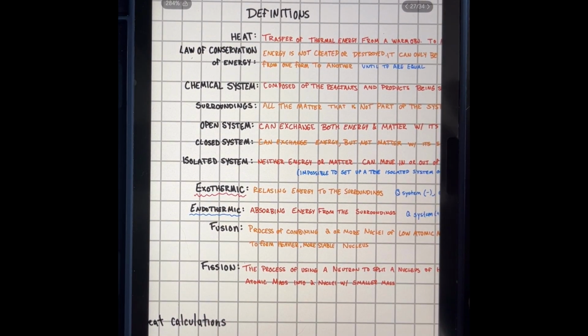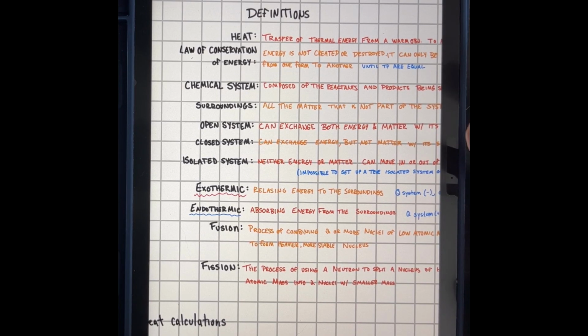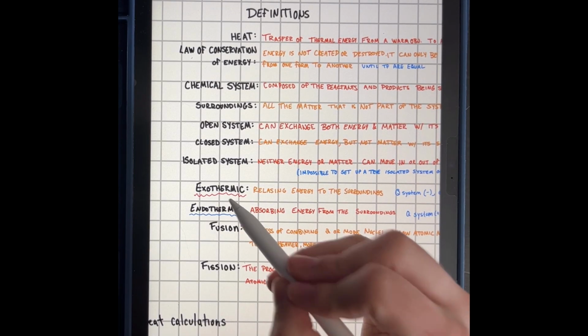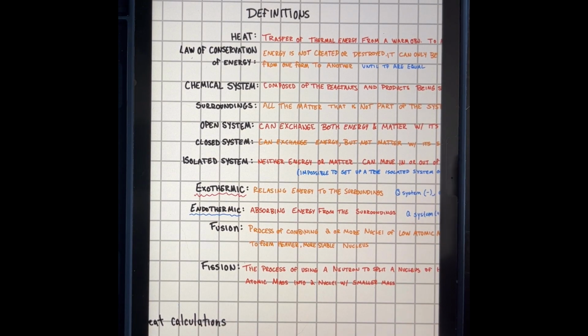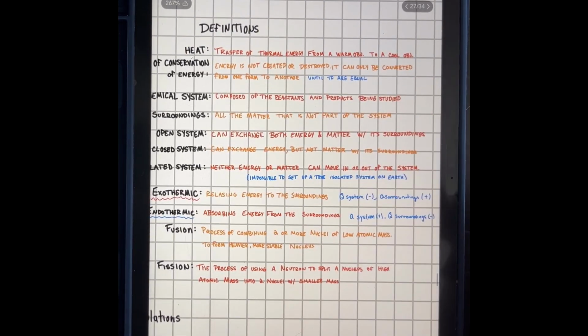And then lastly, the few things here are exothermic and endothermic. Exothermic is releasing energy to the surroundings. I like to think of endothermic and exothermic in terms of the surroundings, so in terms of the cup and the water. If a reaction is exothermic, then the cup or the surroundings are gaining heat, meaning if you touch the cup, it's going to be very hot.